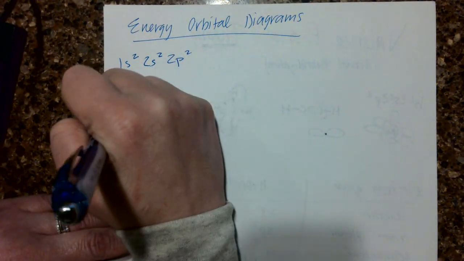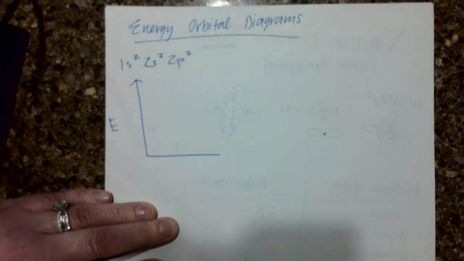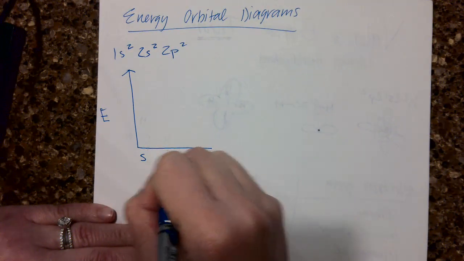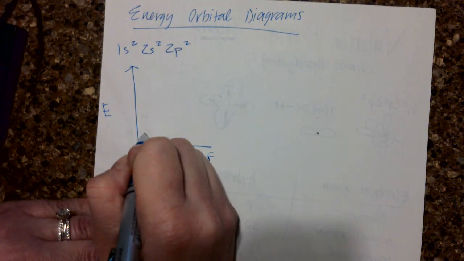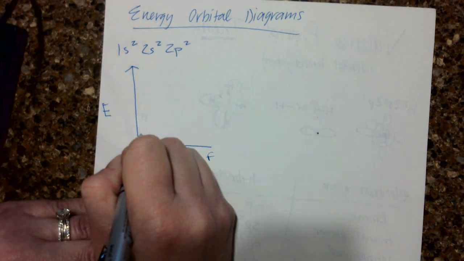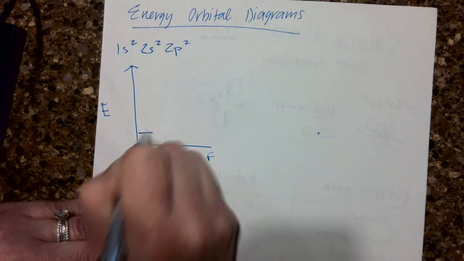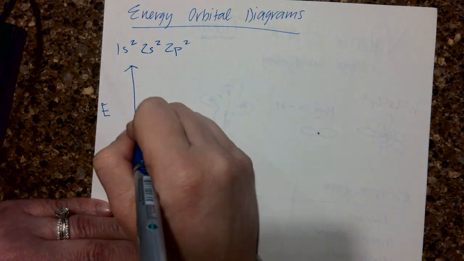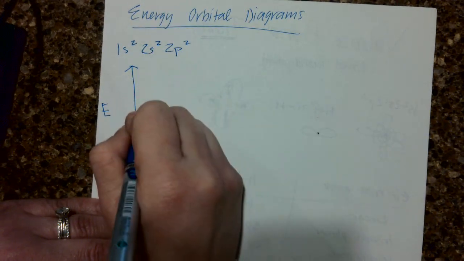But we want to write it out in terms of increasing energy on this side here. You want to think of this area as for s's, and this area for p's, d's, and f's. So we have one s. How many orbitals are in an s subshell? Just one. So you draw one line to represent the one orbital. You have two electrons there, 1, 2. That's 1s. Then we move on to 2s.